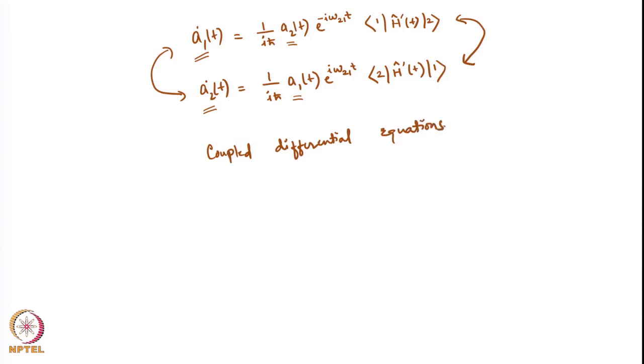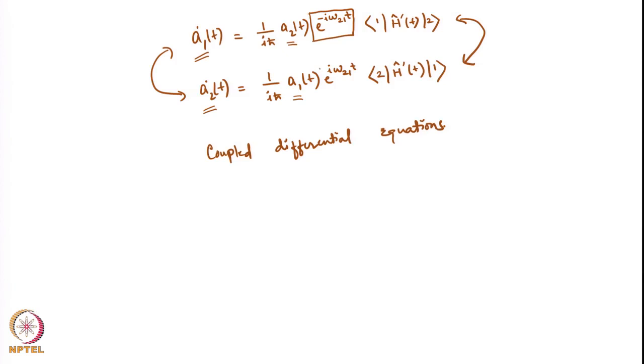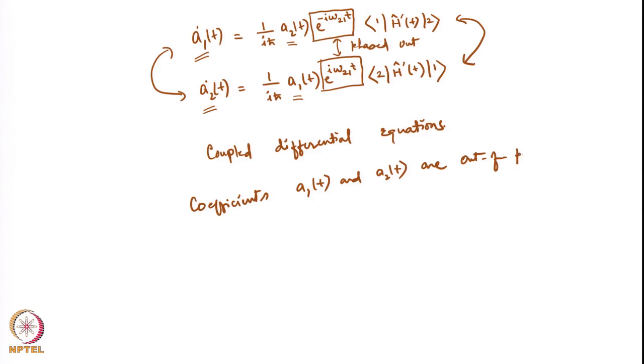Now more importantly, one thing you can look at is the following: a1 changes with respect to a2, and a2 changes with respect to a1. There is one thing that is very interesting here. This is e to the power of minus i omega t, and this is e to the power of plus i omega t, which means these two are phased out. What it means is, when a1 goes up, a2 comes down, and when a2 goes up, a1 comes down. So the coefficients a1 t and a2 t are out of phase with respect to each other.